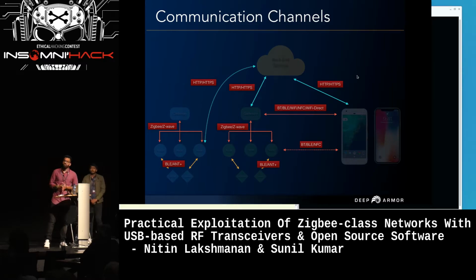So let's talk more about the communication channel and the issues there. This is the blueprint of how communication happens in an IoT product. You can see there are multiple protocols involved between the components. It can be the HTTP protocol between cloud and gateway, cloud and mobile, or it can be Bluetooth BLE between the mobile and the gateway.